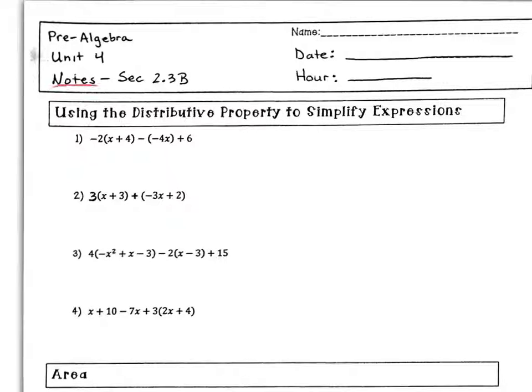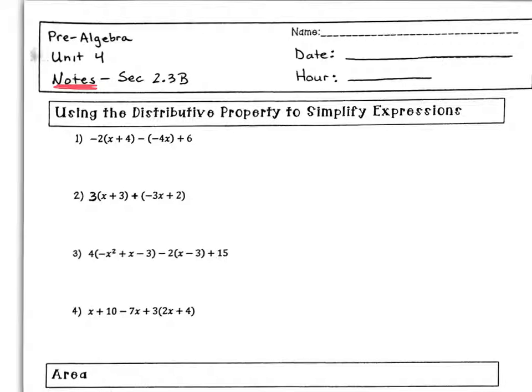So let's underline that, notes. And it's section 2.3b. And we're going to be combining the two things we've just learned recently. We learned the distributive property, and we learned how to add like terms. And we're going to put that all together into one big problem.